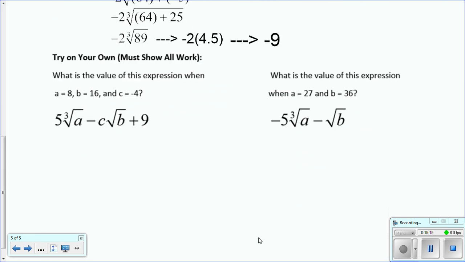So here are 2 to try on your own. Remember to show all your work, because I'm going to actually ask you guys to come up and put them on the board next class. Okay? So finish these 2 up. Write down your questions if you got a little confused somewhere. I think most of this is review, but if you need any explanation on it, we can go over it in class.